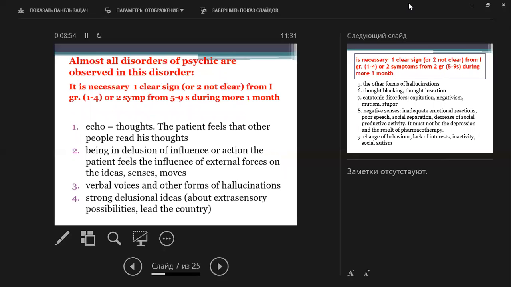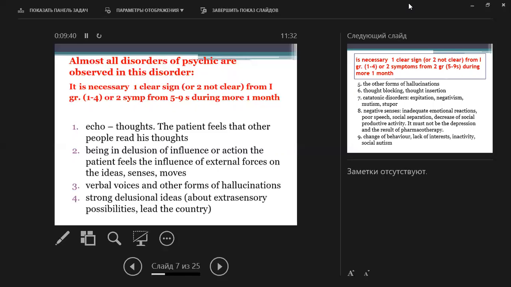So these psychosocial factors do not explain the appearance of all symptoms of schizophrenia. According to ICD-10, there are some symptoms that are usually necessary. For example, it is necessary to find one clear sign or two less clear signs from the first group of symptoms, and two symptoms from the next group, symptoms 5 to 9. For example, the first group, as you see on this slide, from 1 to 4, is the group of the main symptoms of schizophrenia. In first place you see echo symptoms, echo thoughts.